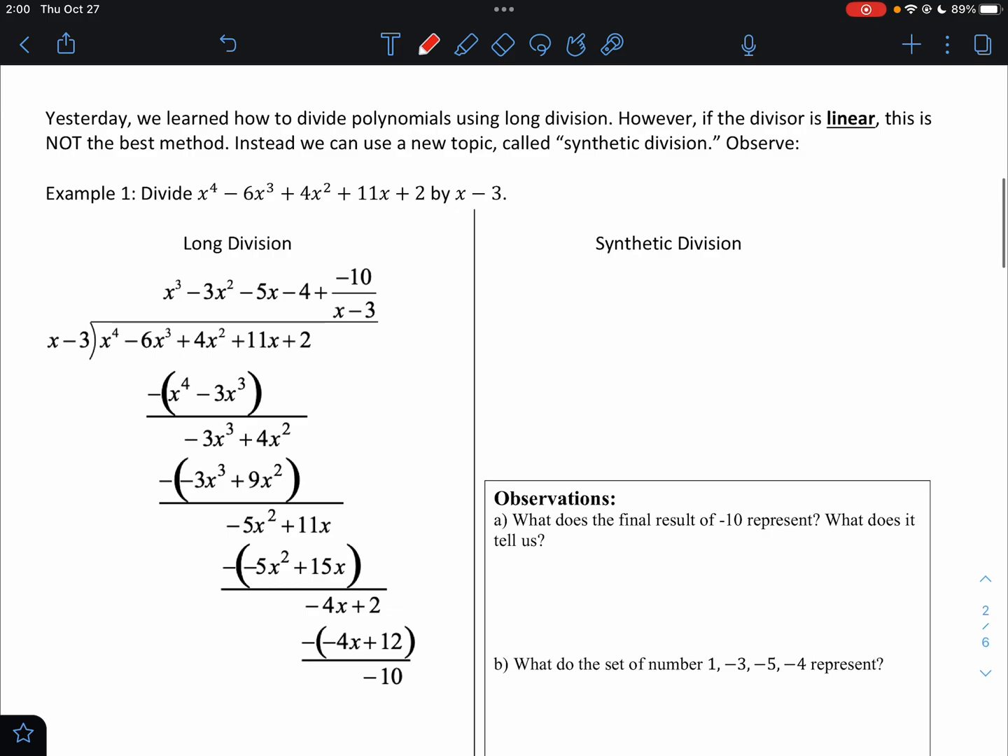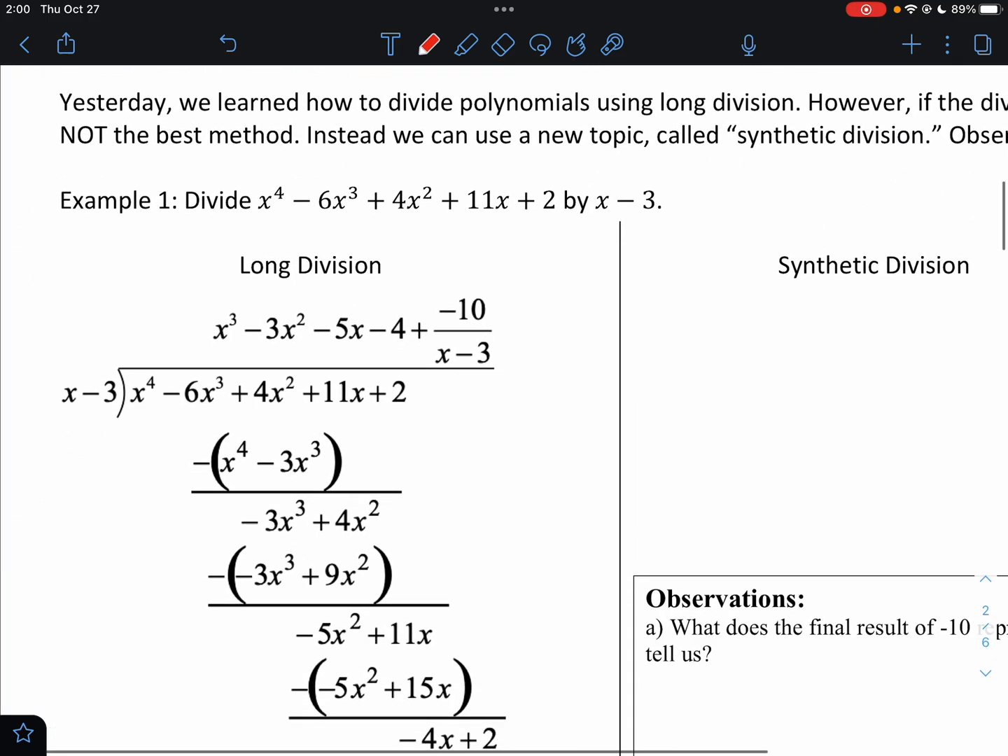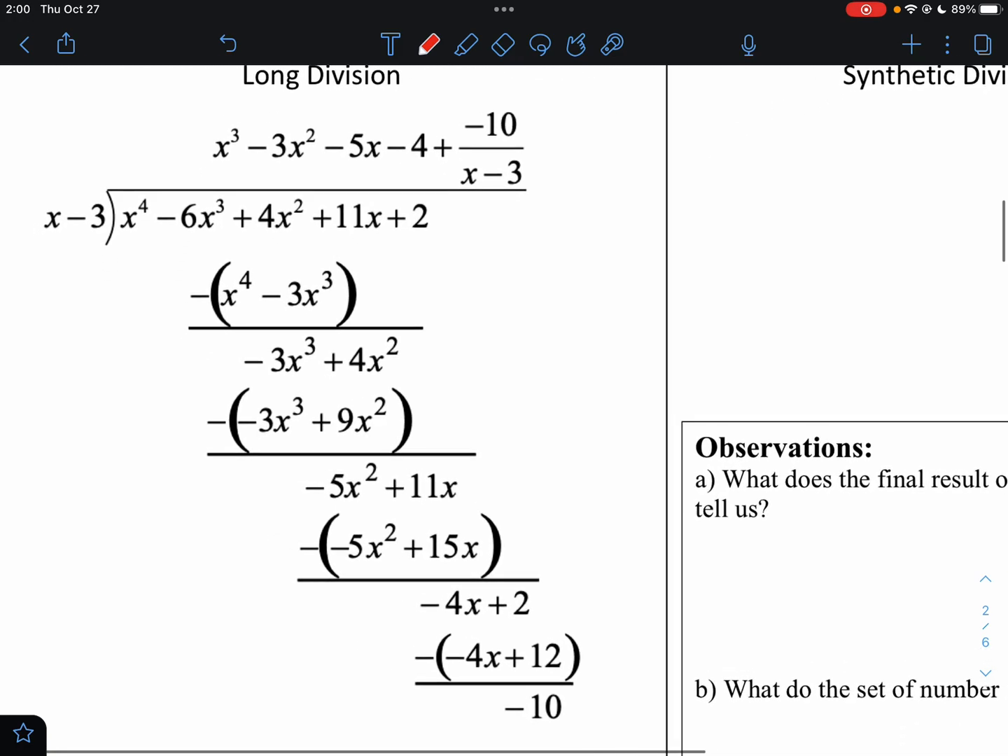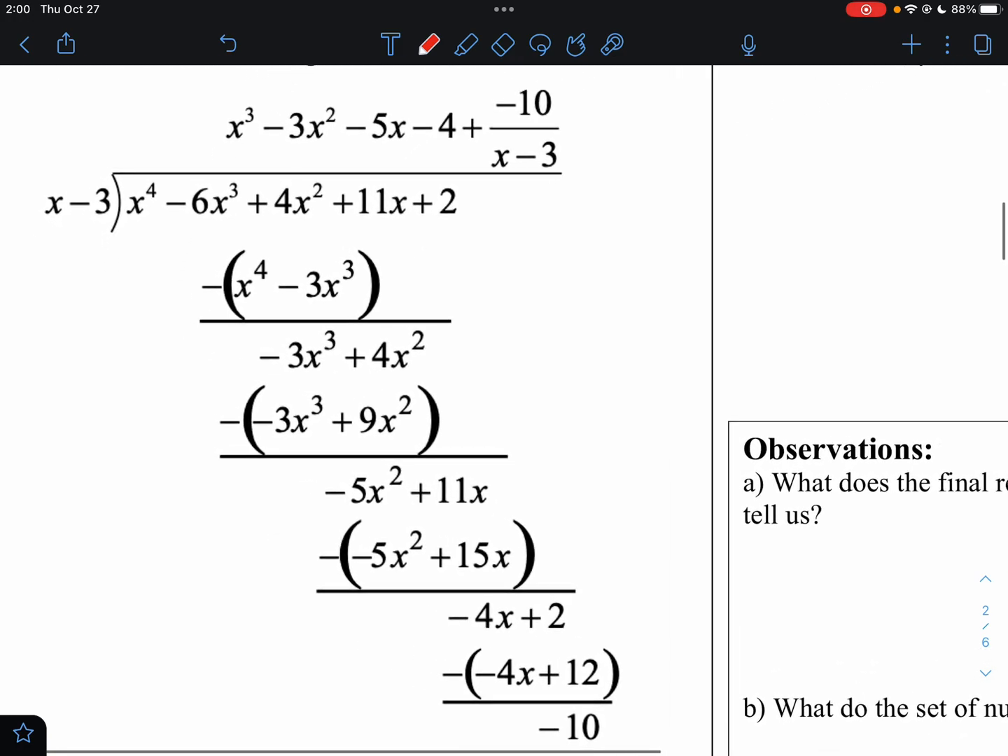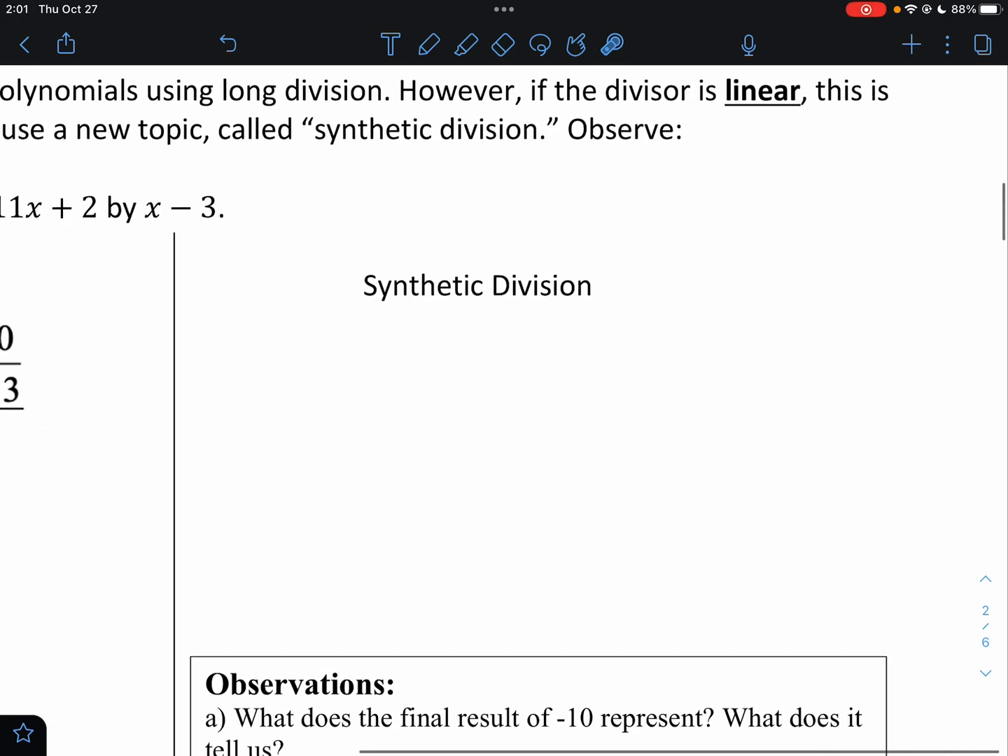Here's a problem we did yesterday, or at least something similar to what we did yesterday, and here's how we would do that using long division. Sure is a lot of work, right? And it works every time. There's nothing wrong with doing this, but there is an easier way to do this type of problem because we are being asked to divide by a linear term. Okay, so that's called synthetic division.